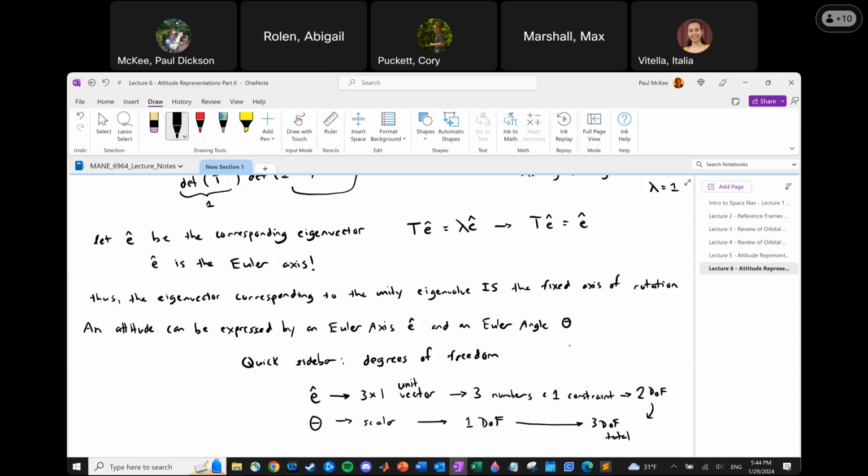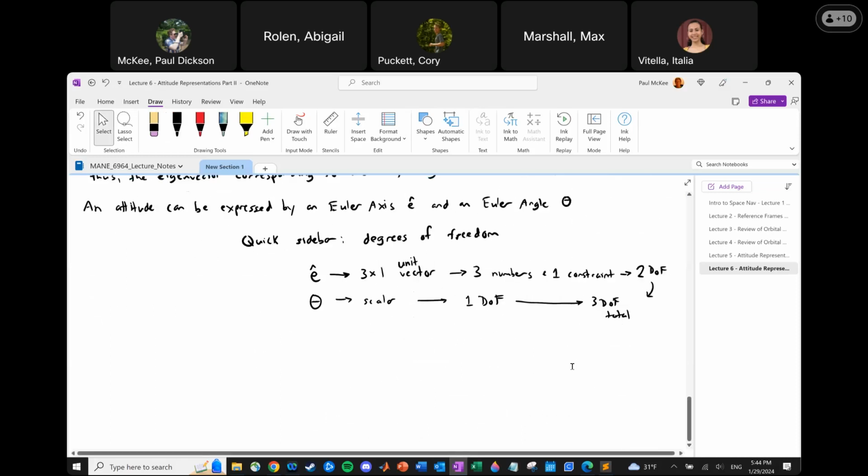And that should give us a warm, fuzzy feeling because we know that an orientation in general has 3 degrees of freedom. So we're using 4 numbers here, right? 3 numbers in the axis, 1 number in the angle, but those 4 numbers have 3 degrees of freedom. Hopefully that causes smiles. All right, thank you for your courage in volunteering here.